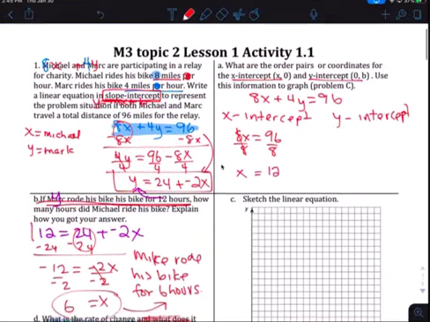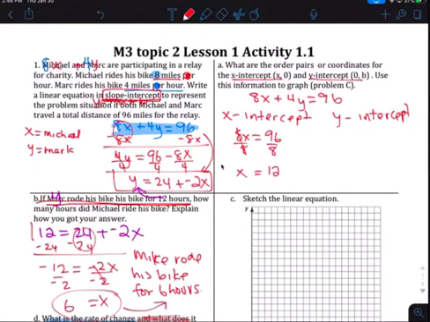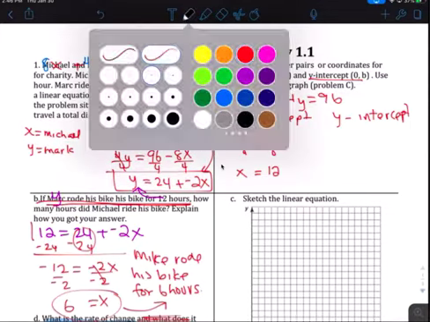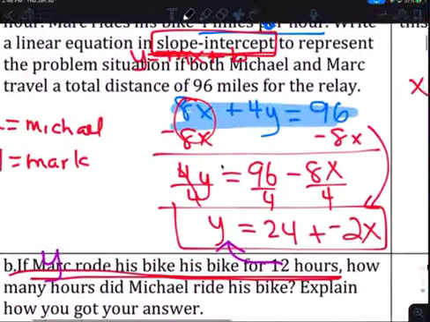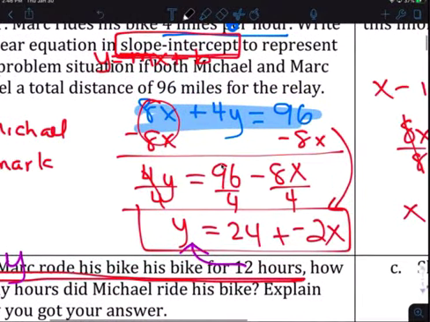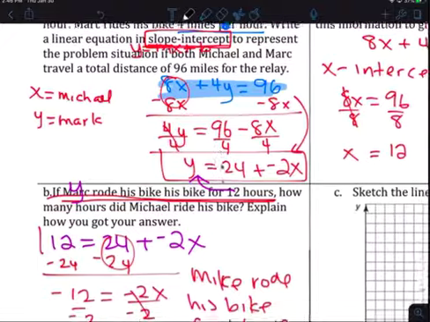Homework. Like I said, I started videotaping this. This wants it in slope-intercept form, so you need to solve it to get to slope-intercept form, and that's by minusing 8x and then dividing by 4, and you get that slope-intercept form.